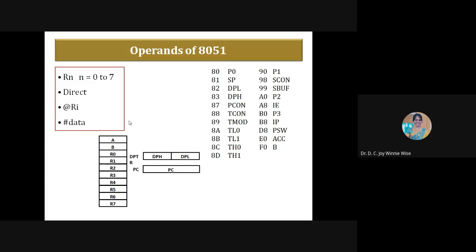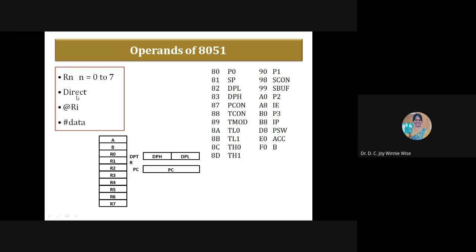So here the operands of 8051 are the registers, Rn, where n refers to 0 to 7. There is a register bank in this diagram. We have R0, R1, R2, R3, R4, R5, R6, and R7, and we have the accumulator and B register. And then we have the DPTR, the data pointer register, which is used to refer to the external memory, and the program counter, which contains the address of the instruction to be executed next.